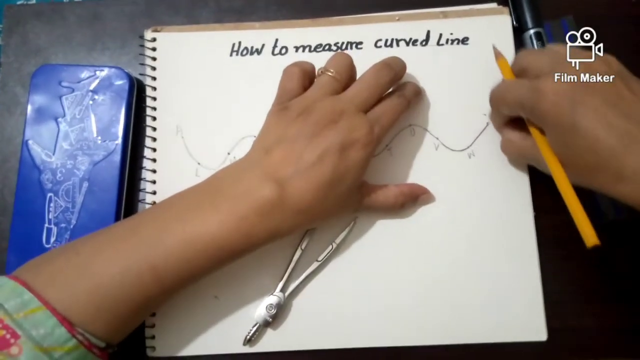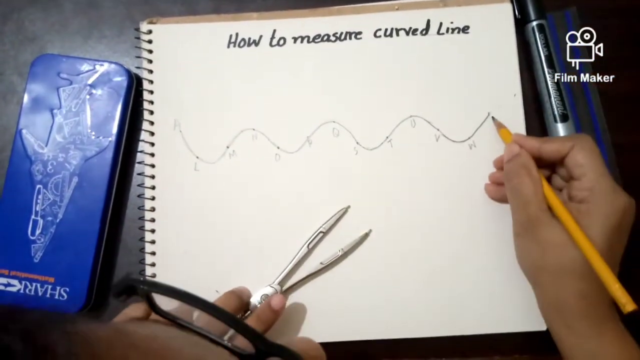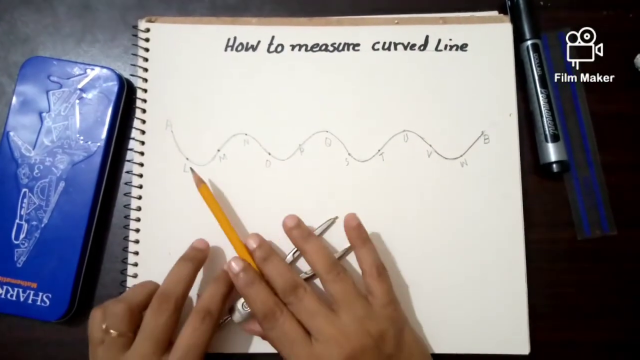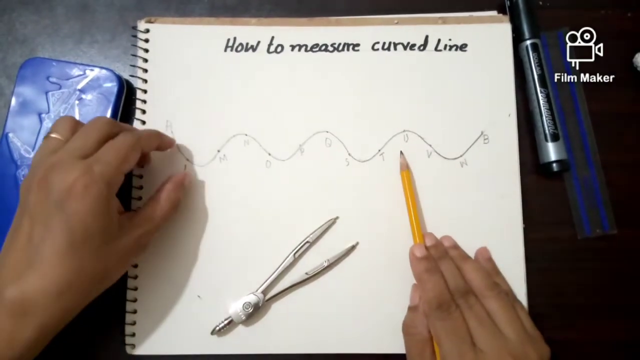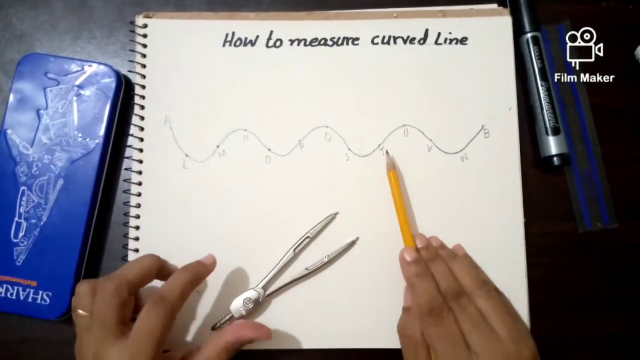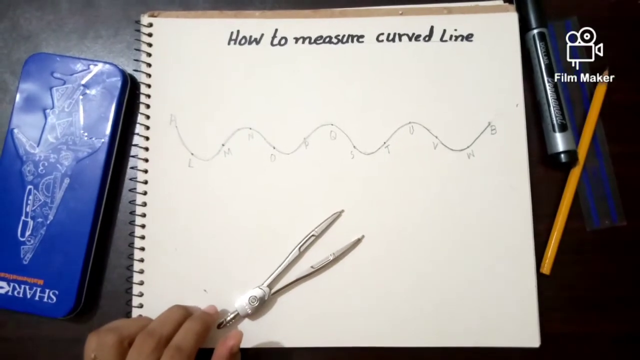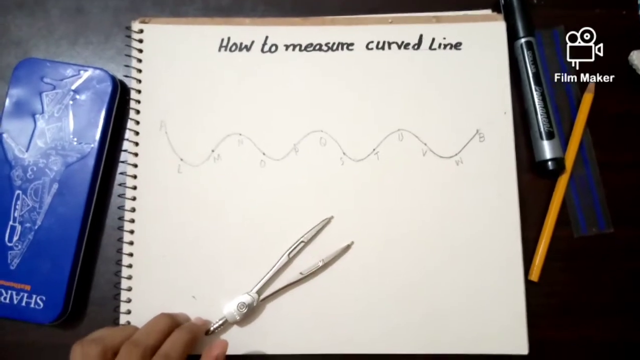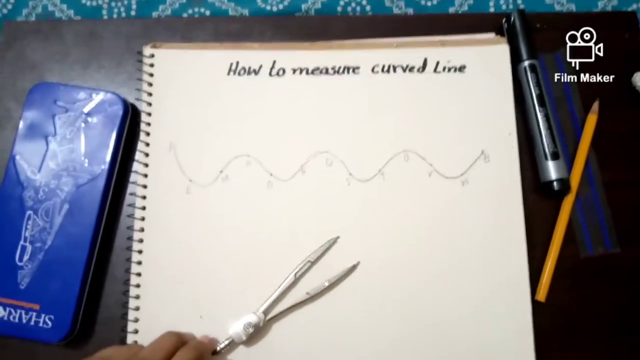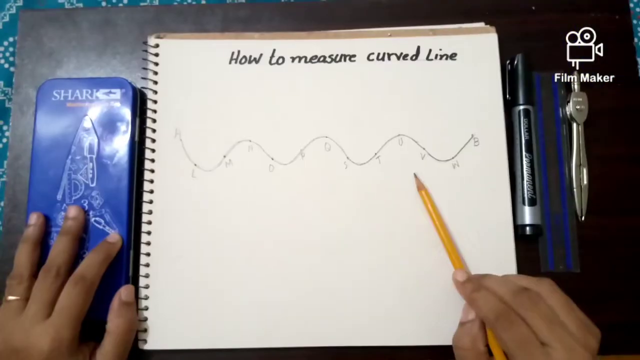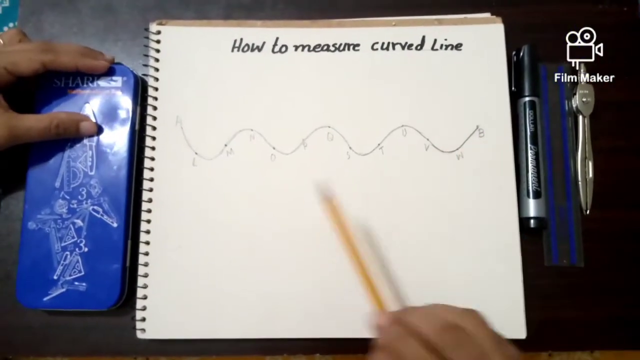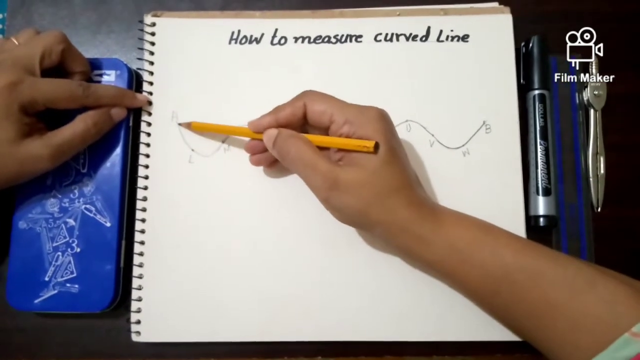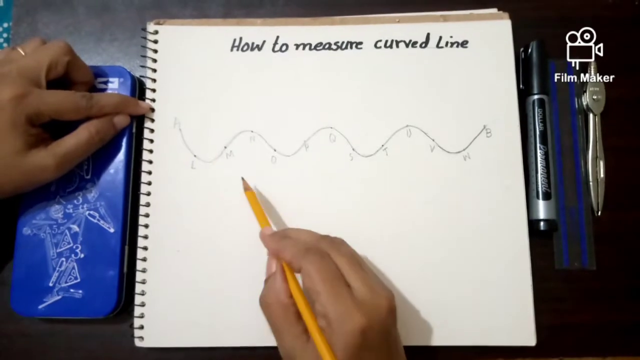Okay, this is point B. Now we have measured the different segments of the curved line. Now after measuring the different segments of the curved line, we will write the name of the segment.